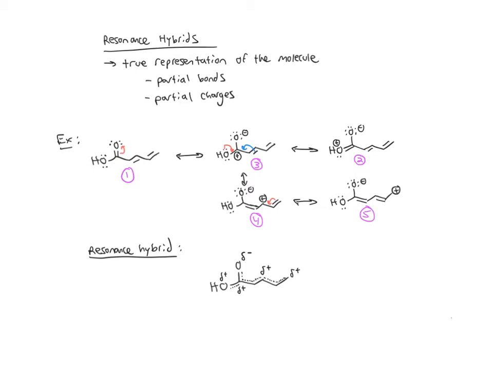And that's how we draw out our resonance hybrid. So this one we've put in the partial bonds and the partial charges. And these can be very helpful for when we're talking about reactivity. We do look at these charges to figure out maybe where reactions can take place on this molecule.